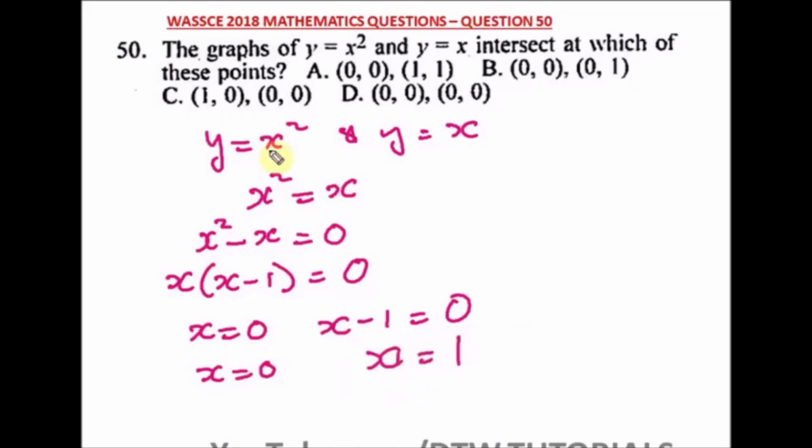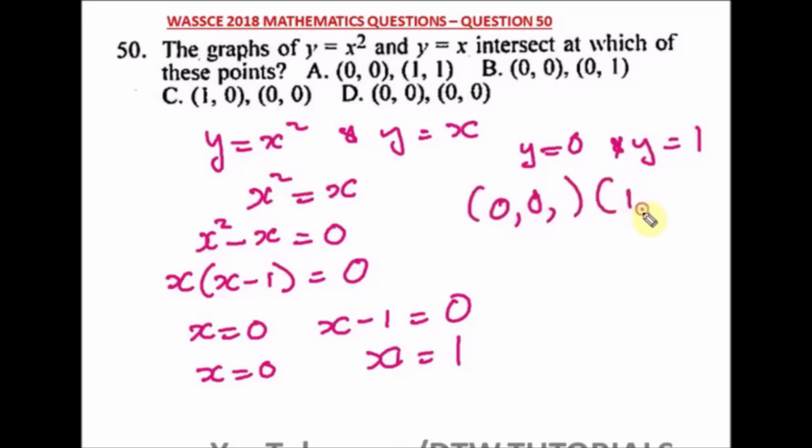Putting the values x equal to 0 and x equal to 1 into either equation, we have y is equal to 0 and y is equal to 1. So our points will be (0, 0) and (1, 1). This will be our point, and our right option here is option A.